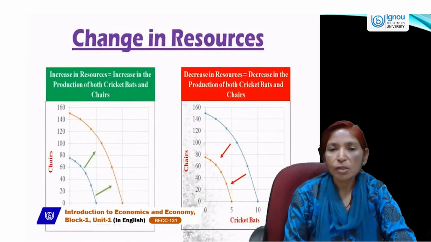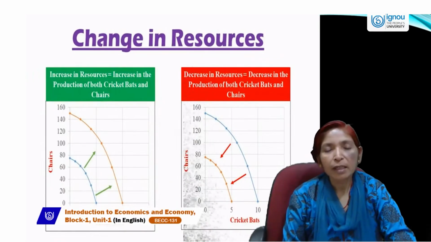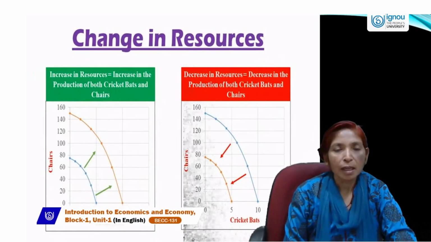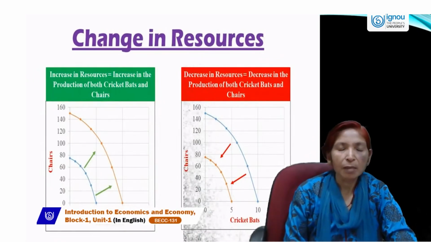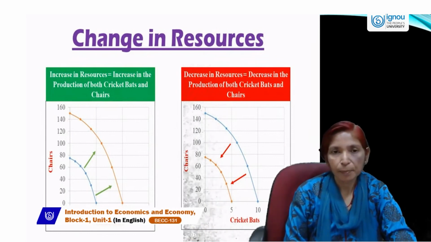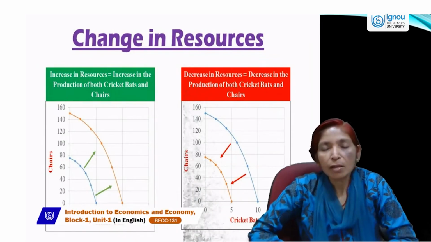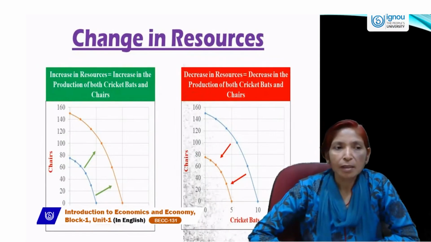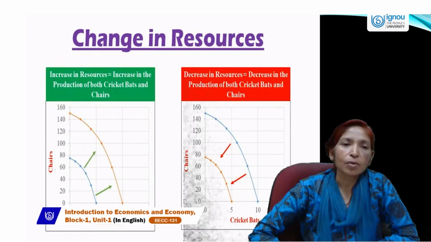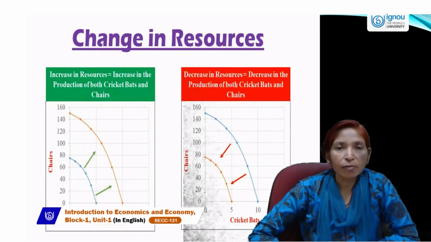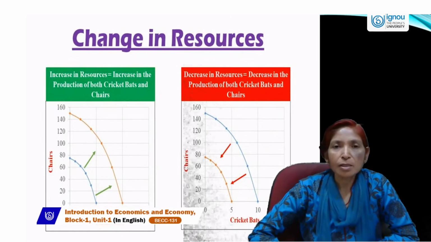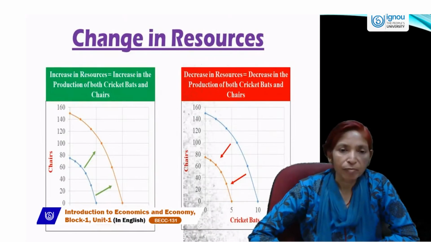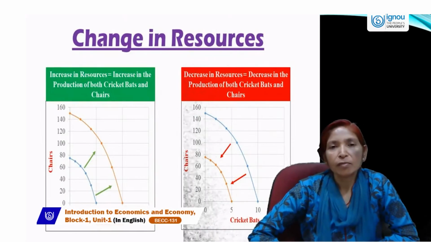Now next is change in resources. Resources can increase or decrease. If resources increase, then the PPC curve will shift rightward, to the right hand side. PPC can shift either to the right hand side or left hand side. If resource growth is possible and there is an increase in resources, then production of both commodities can also increase simultaneously.